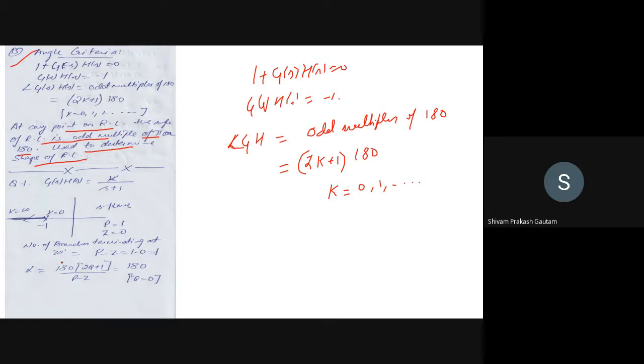So there are two conditions, angle criteria and magnitude criteria. Magnitude criteria, we have seen, is used to determine the value of gain k, and the angle criteria is used to determine the shape of the root locus, right?